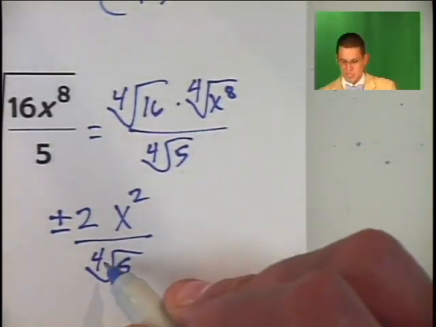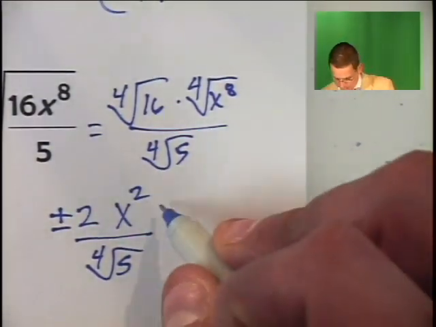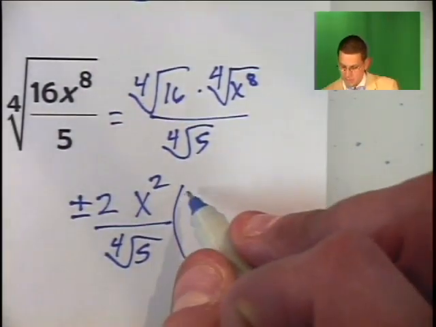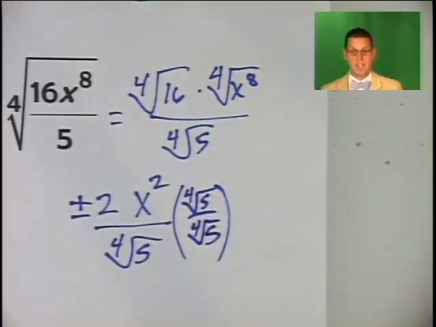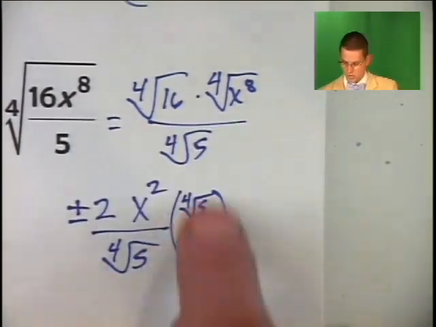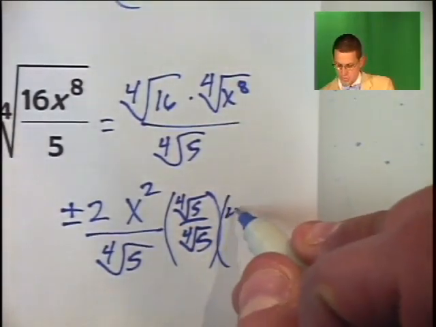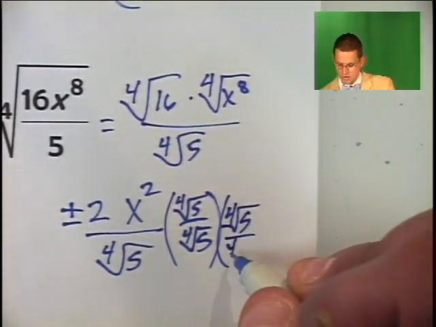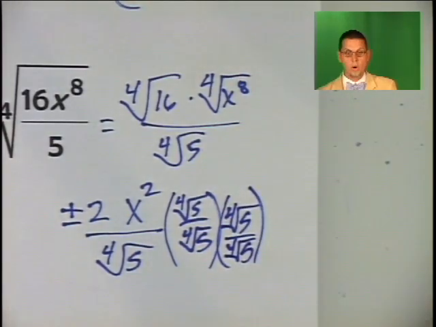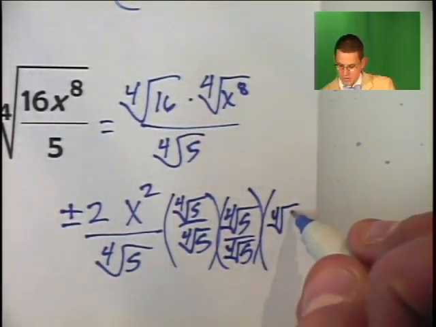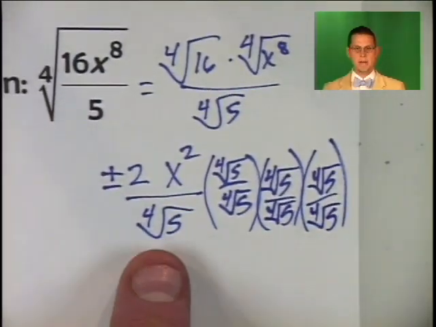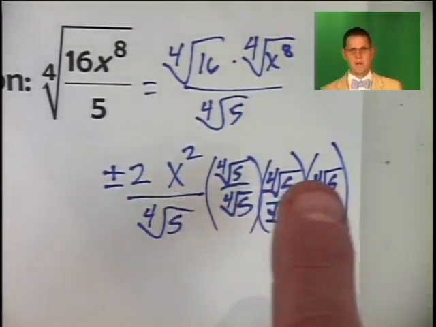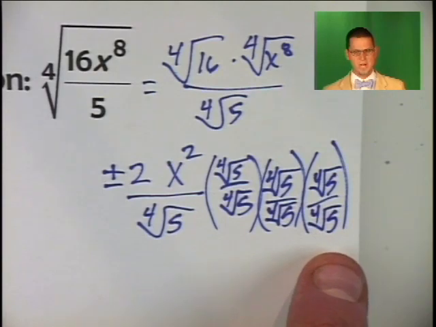And in this case, since it's the fourth root of 5 and I have one of them down there, here's what I'm going to have to do. I'm going to have to multiply by the fourth root of 5 over the fourth root of 5. That's really equivalent to 1. Anything divided by itself is 1. I've got to do it again. That's the fourth root of 5 over the fourth root of 5. And then I do it one last time. The fourth root of 5 over the fourth root of 5. And here's why. Notice in the bottom now I have the fourth root of 5 times the fourth root of 5 times the fourth root of 5 times the fourth root of 5.